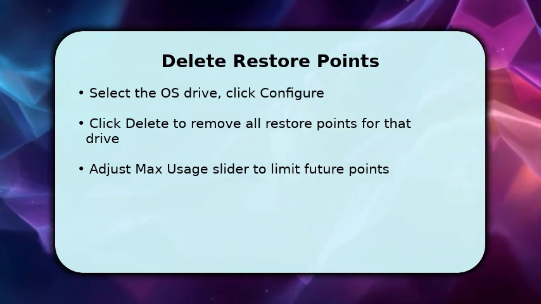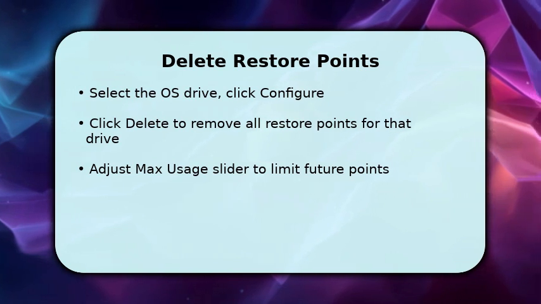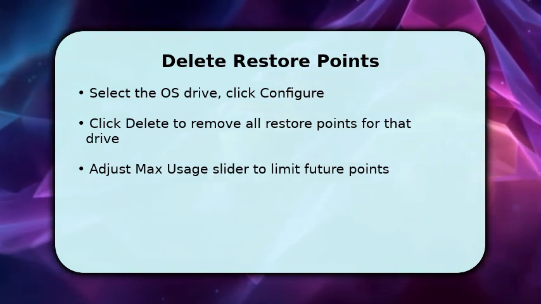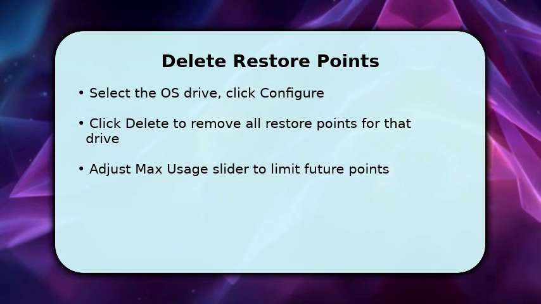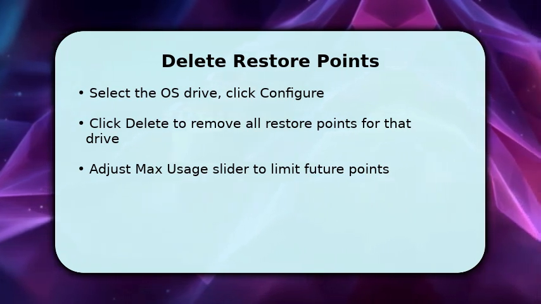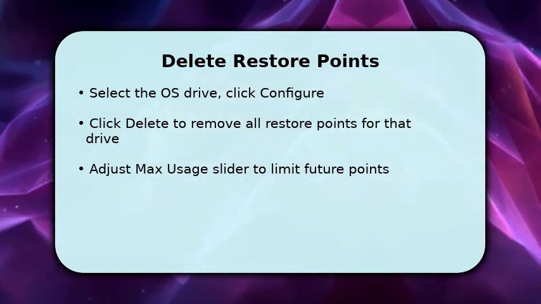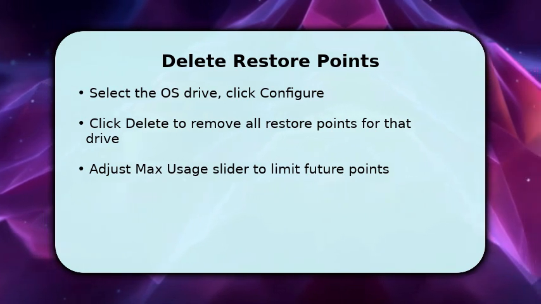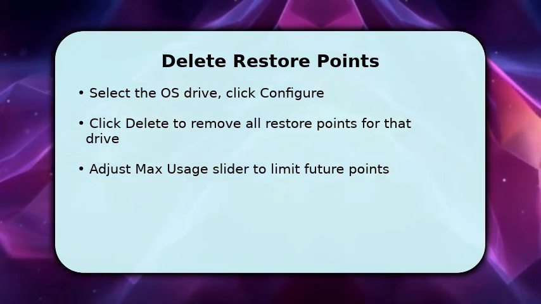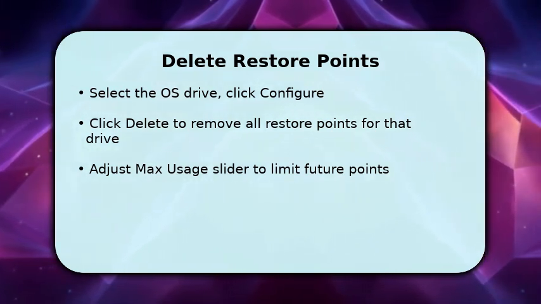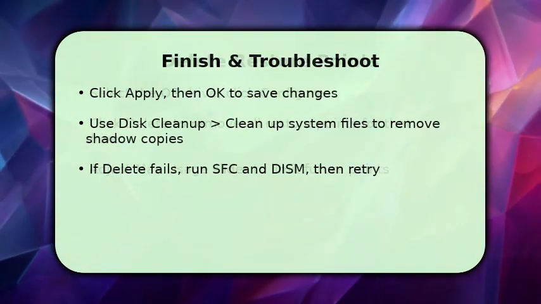Once done, adjust the max usage slider to reclaim or reserve disk space. Lowering it prevents large future accumulations. You can also turn off system protection to stop new points, but be aware that turning it back on will start fresh points again. After deleting, click Apply and OK to persist settings. You've removed the restore points for that drive.